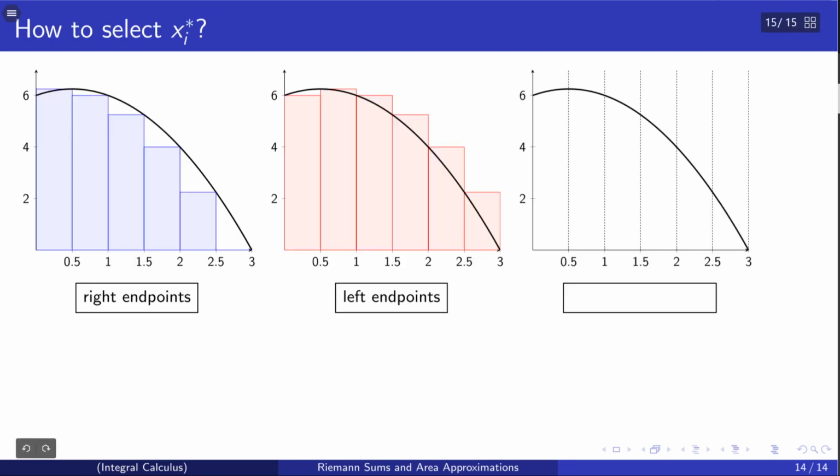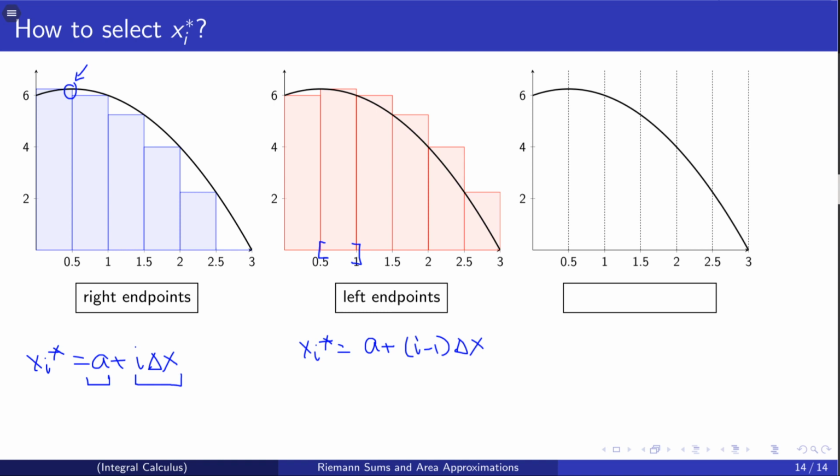And finally, let me just talk about what some other rules are for picking your xi star points here. So the right endpoint, you pick the right one. You can also pick the left endpoint, right? In which case your xi star is going to be a plus i minus 1 delta x, whereas for right endpoints, it was xi star equals a plus i delta x, right? You start at a, and then you add i times the width of each interval. Here it's the left one for the left. And well, there are others too. You can take the largest in each one. You can take the smallest in each one.